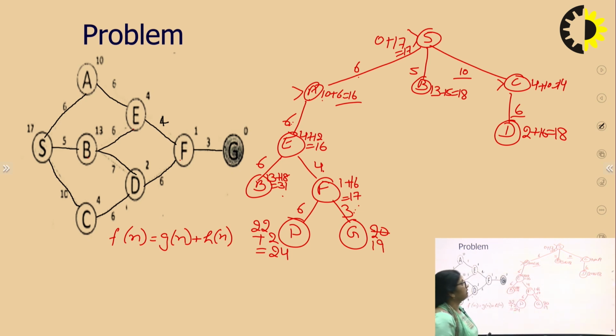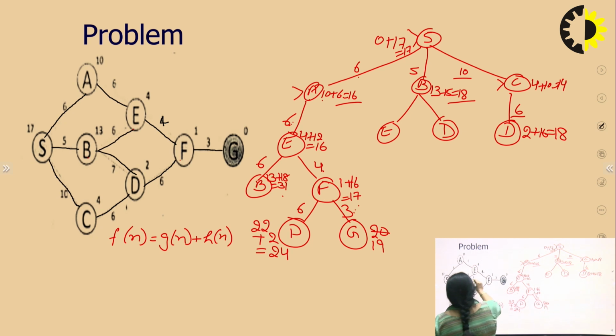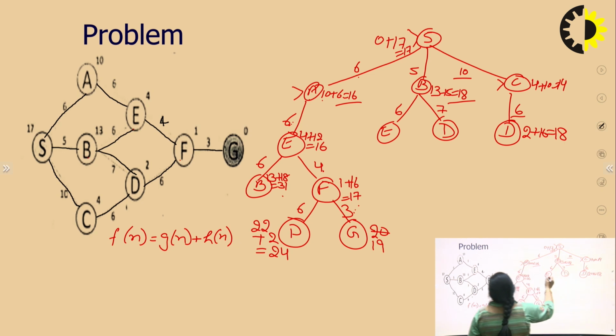Now we will compare all the values. What is the minimum among these? The minimum among these is 18. So we are selecting B. Why are we selecting it? Because from the evaluated nodes, the minimum value is 18. Now we will go to B. Now from B we will get the neighbors E and D. From B, E is at 6 distance and D is at 7 distance. And E is having heuristic 4 and D is having heuristic 2.